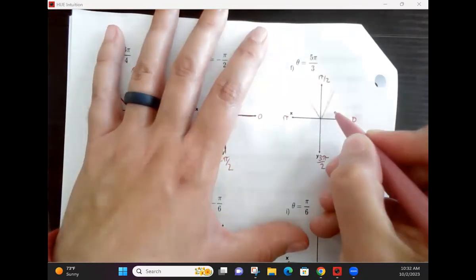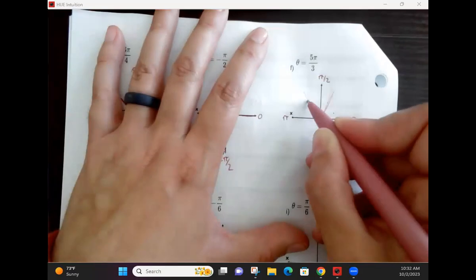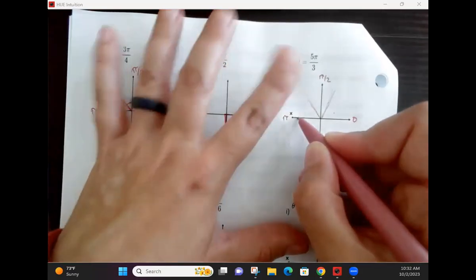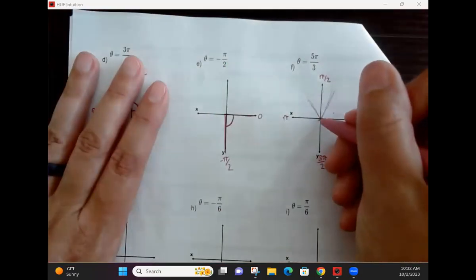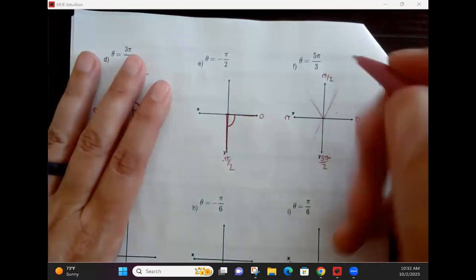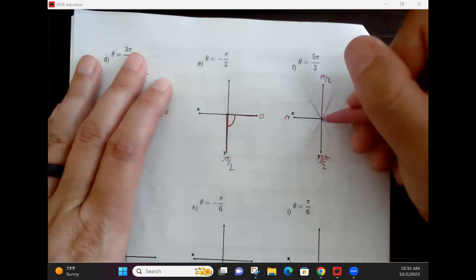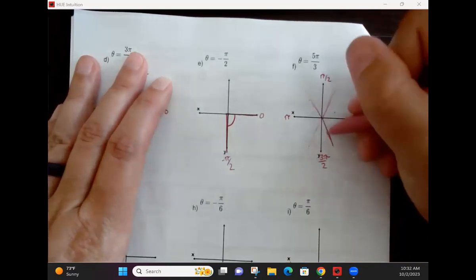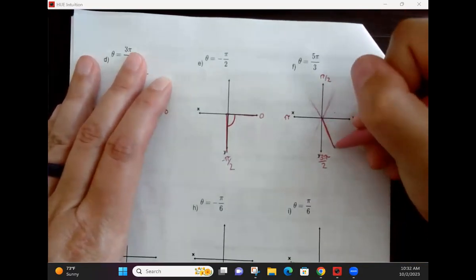But there would be 1, 2, 3 thirds. I want to go to 5 thirds, so I have to keep going. There would be 4 thirds. So this guy would be 5/3.